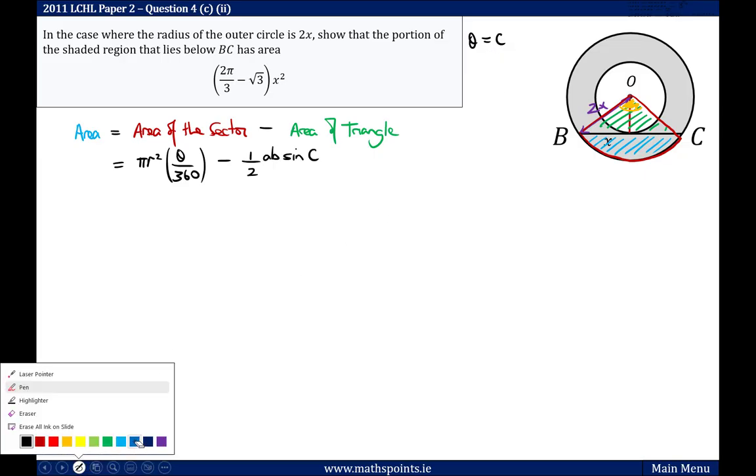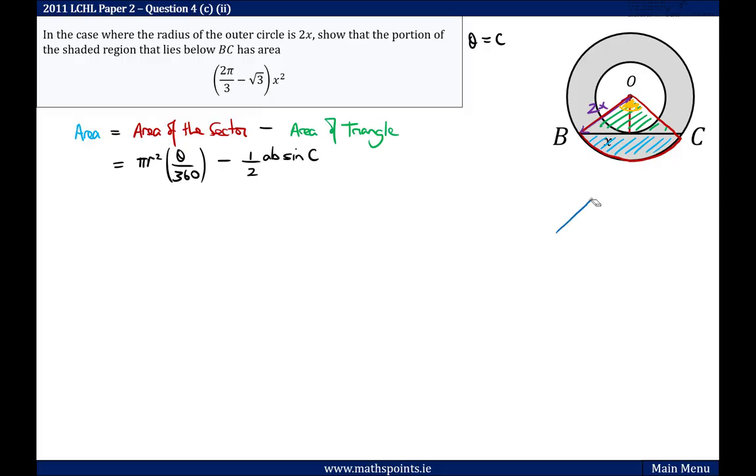Well, let's go back to our right angle triangle that we had in part 1. So I'm going to draw it again like this. And the bottom was X.